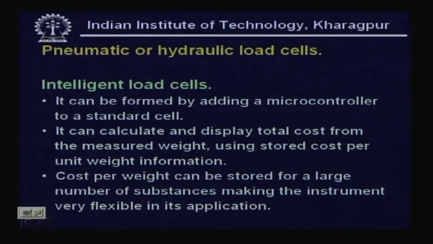That means you can make a machine where all the costs per unit weight, per kg, of the different materials are stored, especially in grocery stores. Abroad you will find these things, where you choose the particular item, and it calculates the total value of the material you have bought. So, this is all about our intelligent load cells, and they are very extensively used.